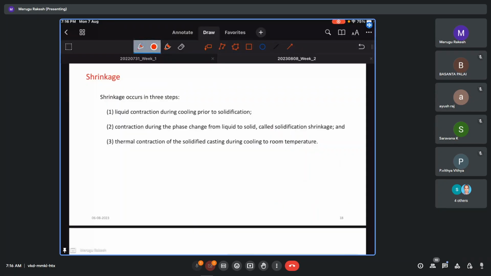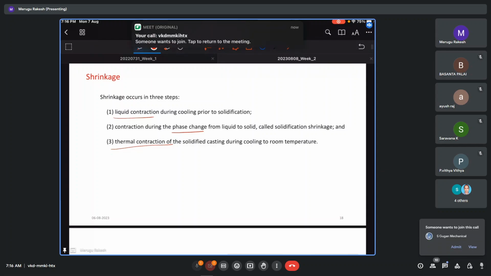Okay, so let us see what shrinkage is. We already discussed this in the last question. So shrinkage occurs in three steps. One is due to the liquid contraction, one is due to the phase change, and one is due to thermal contraction, that is while it is cooling from the freezing temperature to the room temperature.